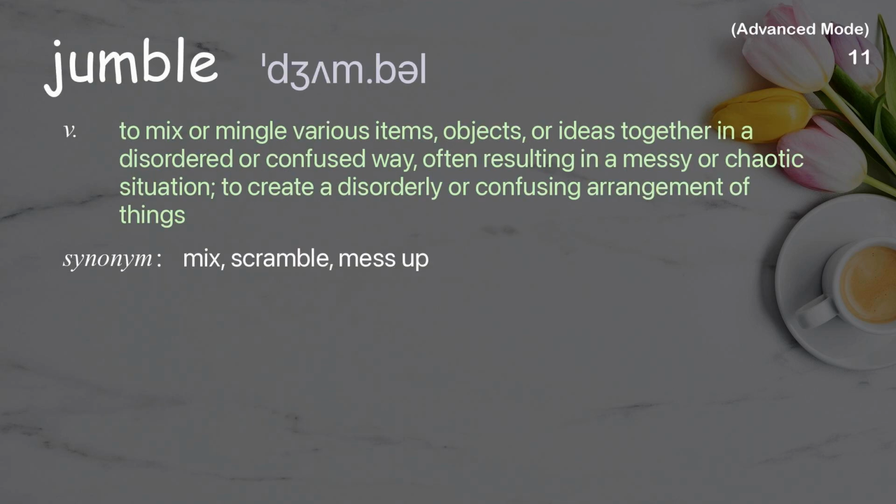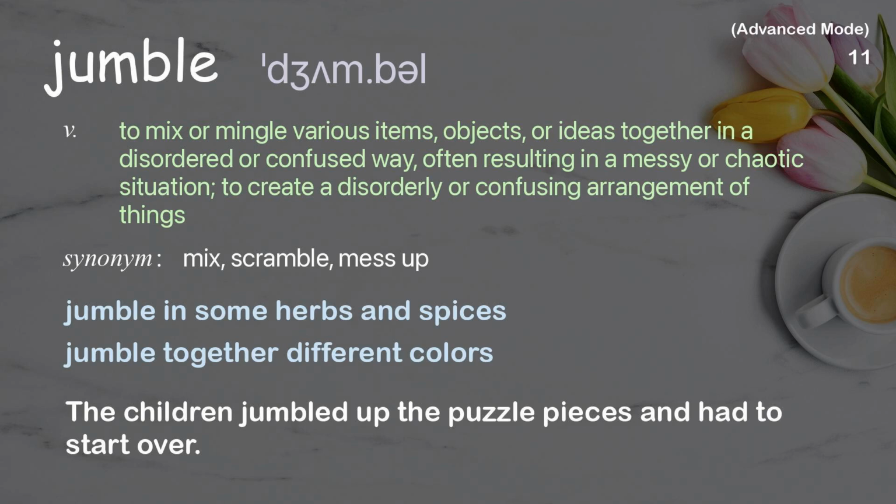Jumble. To mix or mingle various items, objects, or ideas together in a disordered or confused way, often resulting in a messy or chaotic situation. To create a disorderly or confusing arrangement of things. Examples: jumble in some herbs and spices. Jumble together different colors. The children jumbled up the puzzle pieces and had to start over.